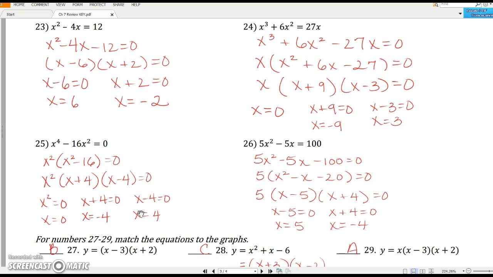Okay, moving on to number 26. When you have this equals 100 over on one side, you need to subtract that off and make it minus 100 on the left. And then look for GCFs. You can only factor a 5 out of these, not an x, because this term does not have an x. So then you've got this trinomial. It will factor down into 2 binomials. This 5 kind of just gets ignored.